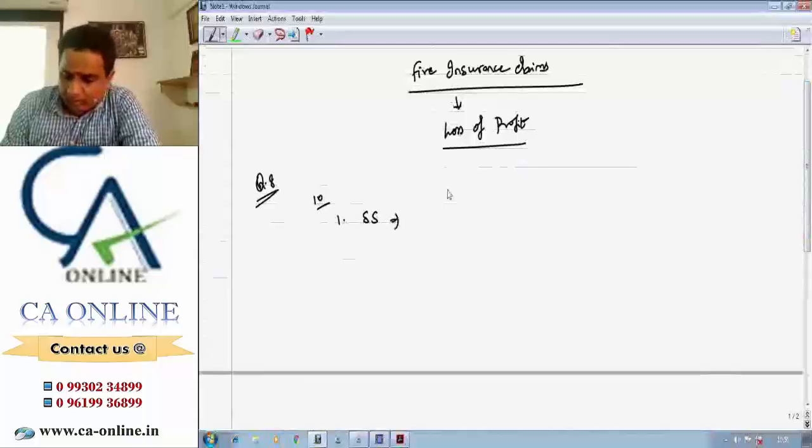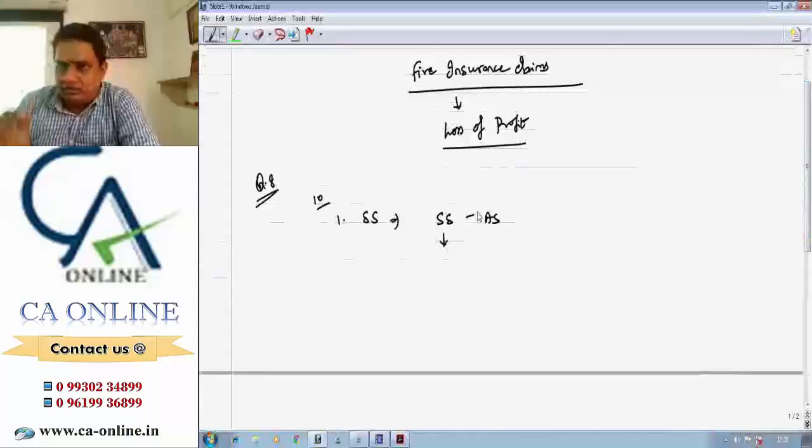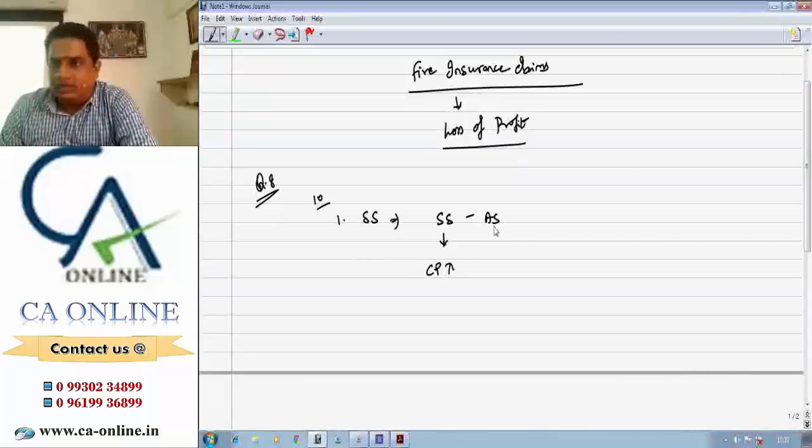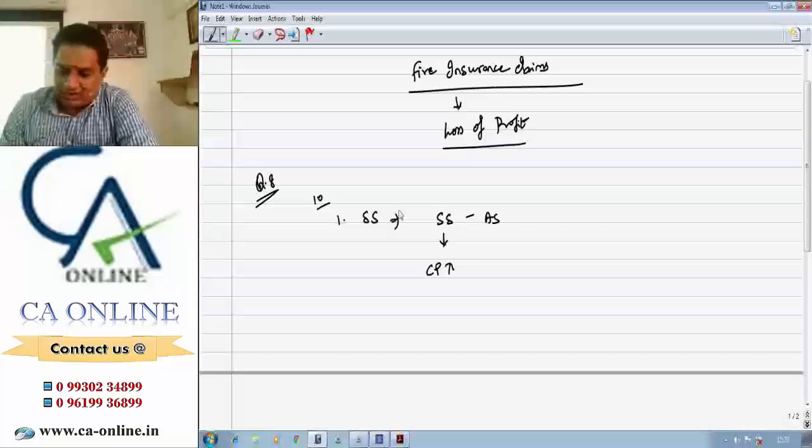Short sales, how to find out? Standard sales minus actual sales. How to find out standard sales? Sales for corresponding period during previous year. At least if you don't remember, see your notebook and tell. Sales for corresponding period during previous year adjusted for trend will give you standard sales, minus actual sales will give you short sales.